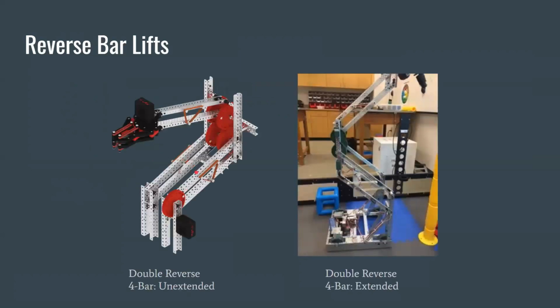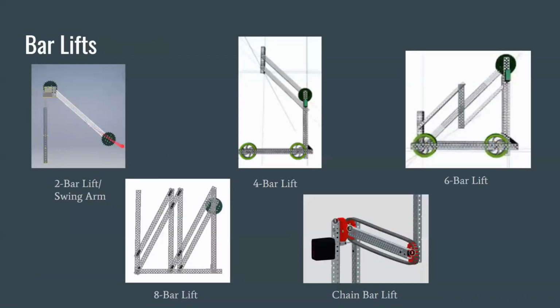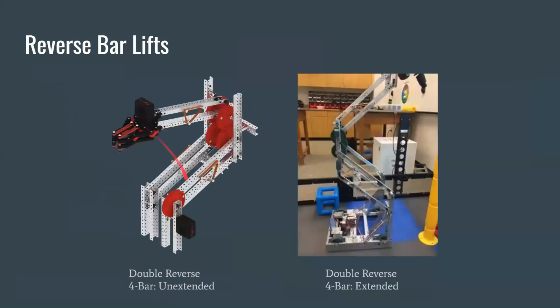So on this slide, I included two pictures of a double reverse 4-bar because these are the ones most likely seen on competition robots. So as you can see in this one that's unextended, it starts out bended backwards as compared to the other bar lifts, which start out facing forward and they move up and down. But this one starts out bended backwards.